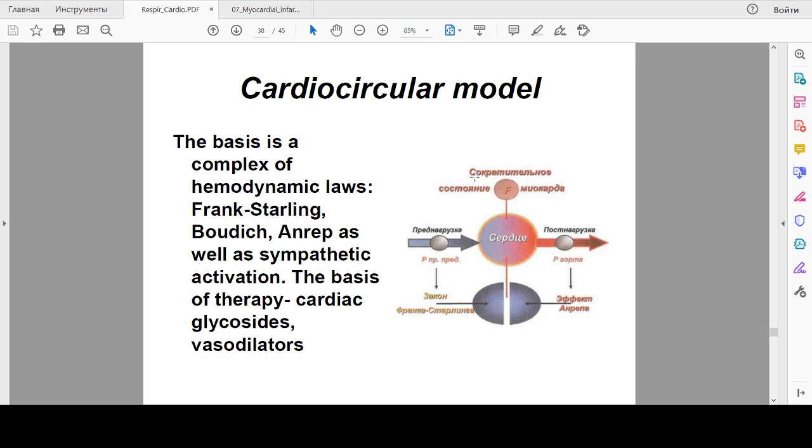But here there is some limitation. The stretching shouldn't be more than 30% of the final diastolic length of these fibers. If more, they are overstretched and become unable to contract. So it is the basis of so-called dilative dystrophy of ventricles, of myocardium. Except the Frank-Starling law, there are some other laws like Bowditch, unwrap, and sympathetic activation.